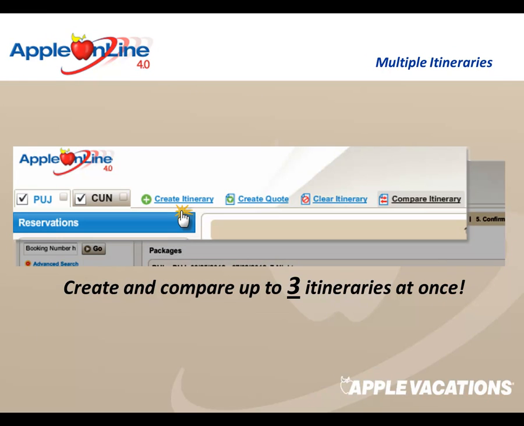Find yourself multitasking, pricing multiple options for a client, or even working with numerous clients at once? Well, we are happy to help. AOL 4.0 will now allow you to simultaneously work on up to 3 itineraries at once. Just click on the Create Itinerary button at the top of the shopping screen to add an additional shopping tab.